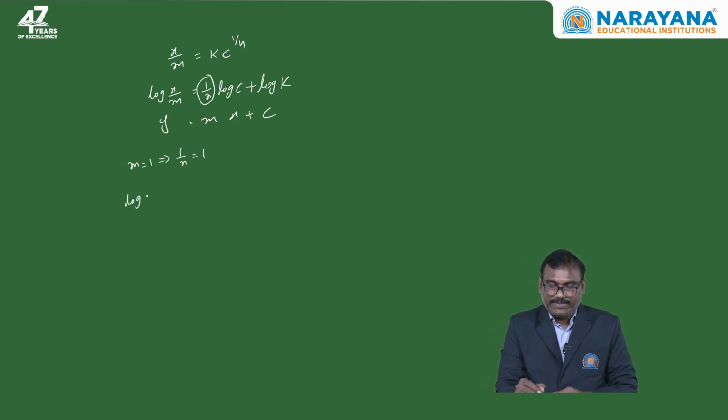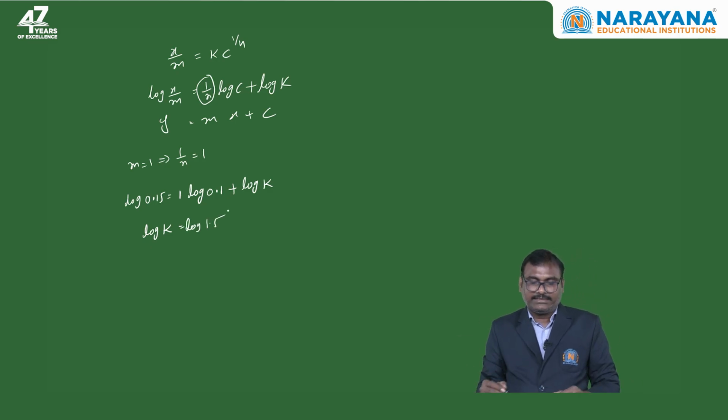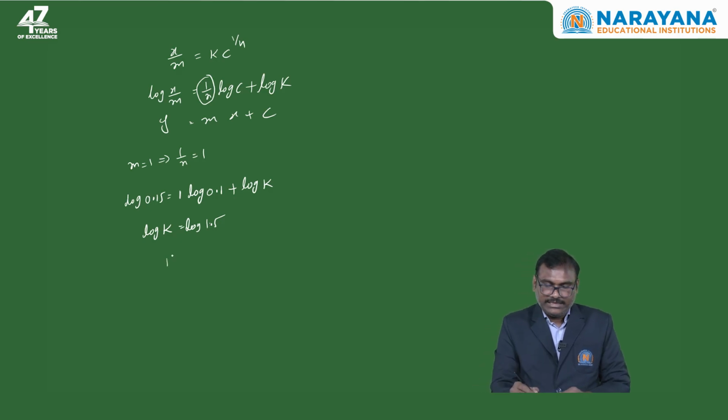Log of x by m, which you got as 0.15, is equal to 1 into log C, where the equilibrium concentration of acetic acid is 0.1, plus log K. After doing so, log K is equal to log of 1.5 you will get. Say yes or no? Then the K value is equal to 1.5.